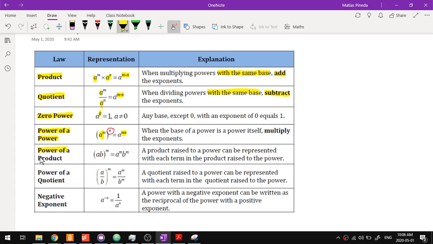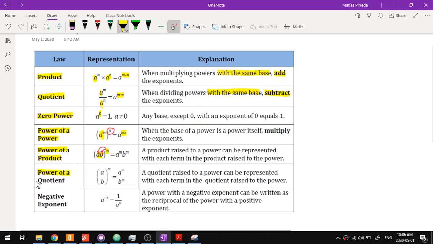Power of a product. So now we have a product, a times b, raised to a power. This can be represented by applying this exponent to each of the terms in the product. So it's going to be a to the power of m times b to the power of m.